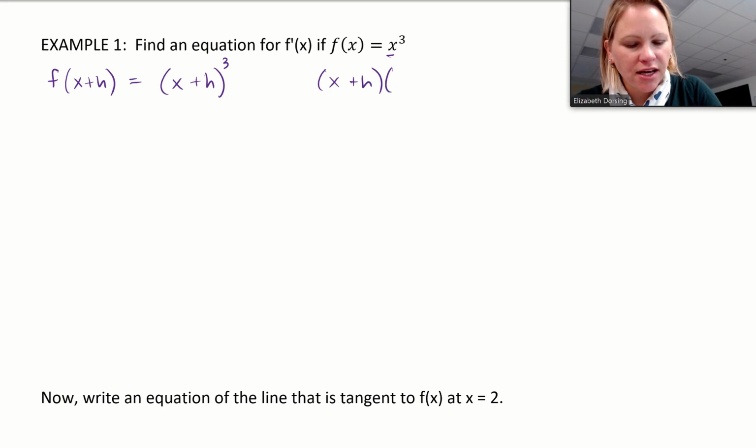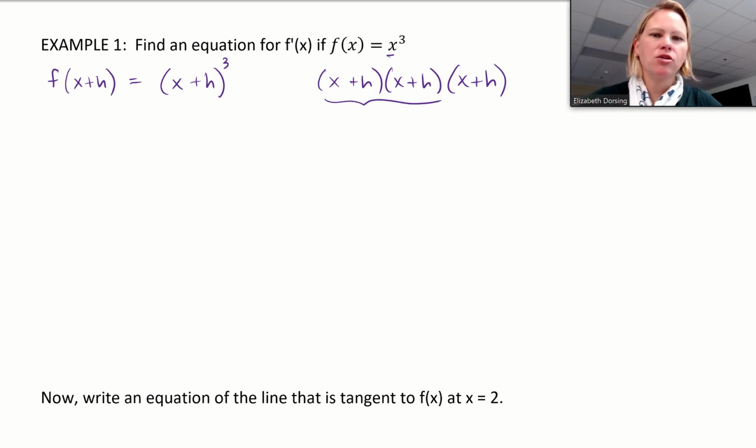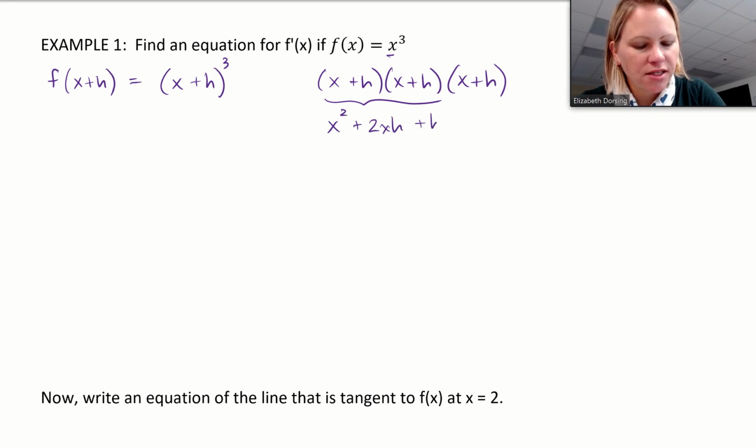And this is what's less fun about these problems. I'm going to have to write it out a couple of times here, and I'm going to have to multiply through. So I'm going to go ahead and do these two at a time. Remember, when we have multiple binomials, more than two, like here we have 3 binomials, you have to multiply them 2 at a time. So x squared plus 2xh plus h squared, and then x plus h.